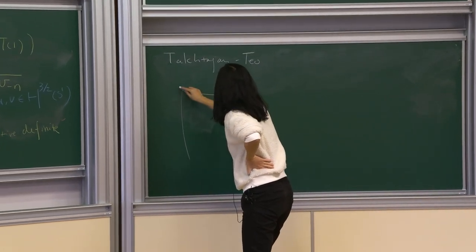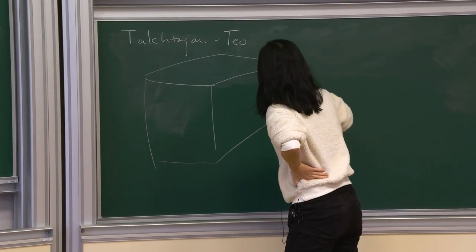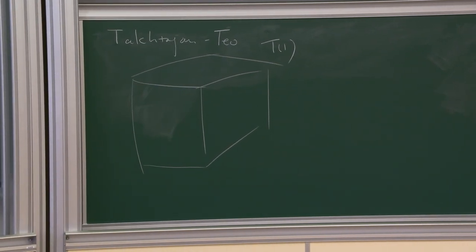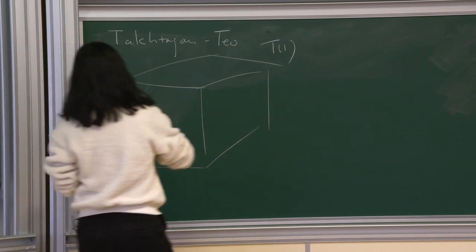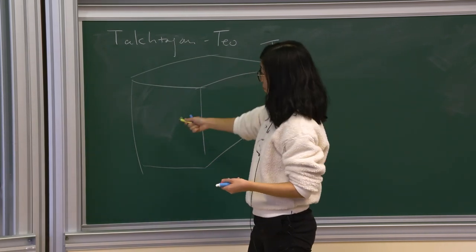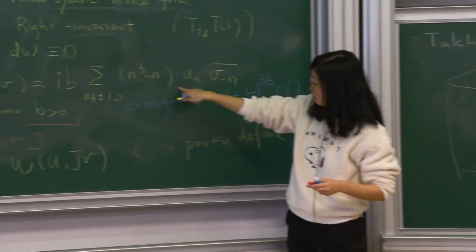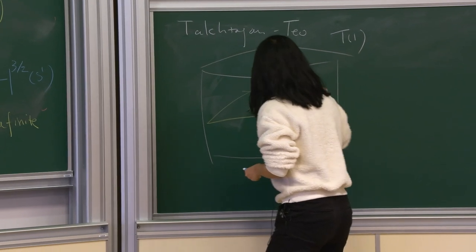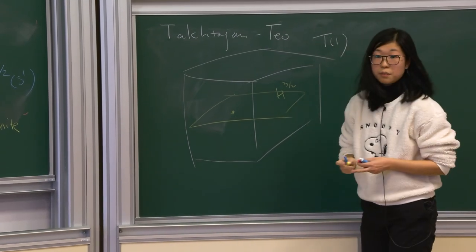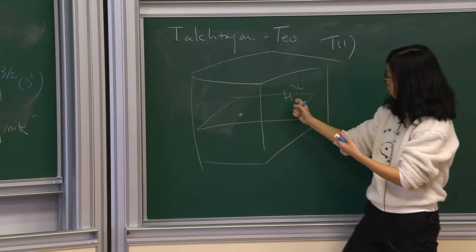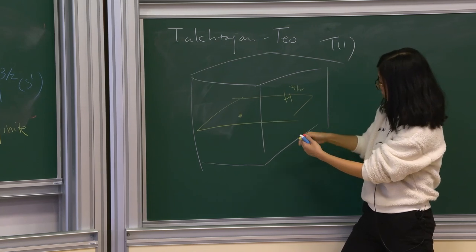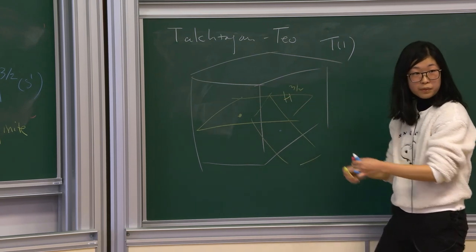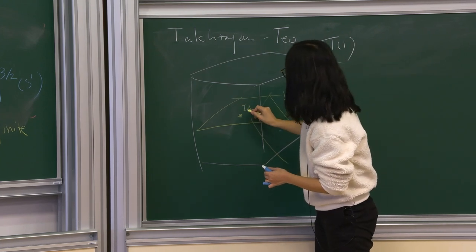So let me just draw a picture. This is supposed to be my infinite-dimensional universal Teichmuller space. At each point, in its tangent space, there is a sub-tangent space for which you can define this symplectic form. It will be converging. Let me just draw it here like this. This is the H^{3/2} vector fields. It's not the whole tangent space. And also these vector fields are right invariant. So at each point I have such a space, and there is an origin. The origin is the identity map.